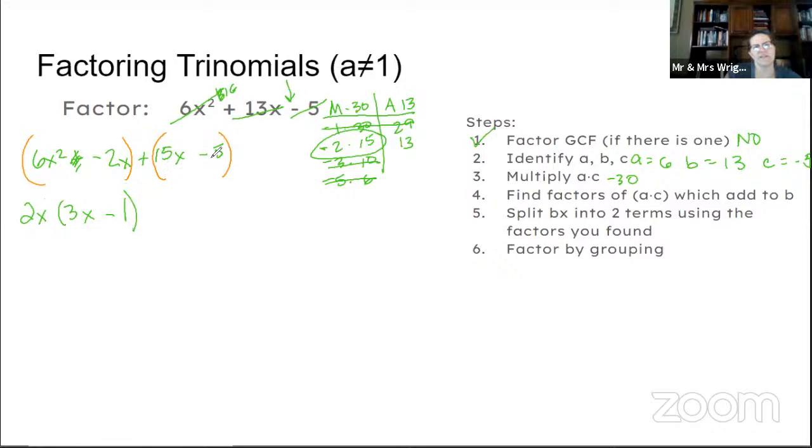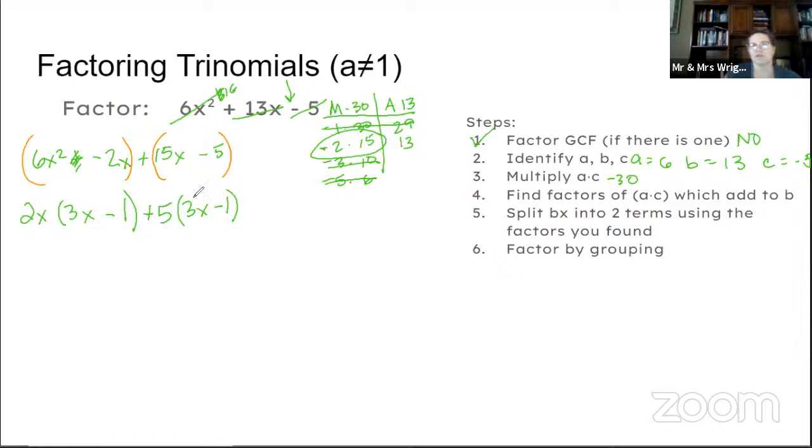And then we've got 15x and -5. We could take out a +5. Let's take out a +5. Let's see what happens there. So we've got 15x divided by +5 is 3x, and -5 divided by a +5 is a -1. And that allows us to have 3x minus 1 and 3x minus 1, which is our goal.